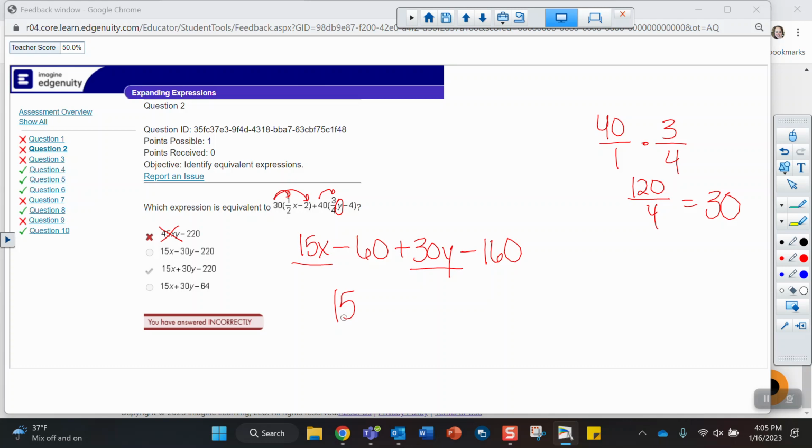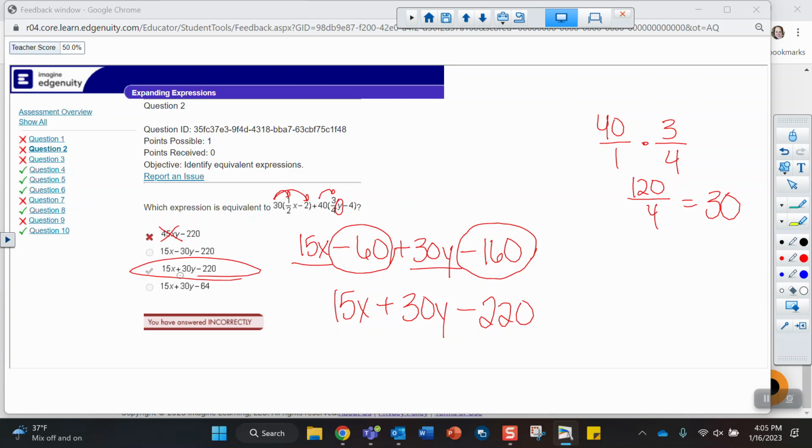So we have 15x and we have 30y. And it's positive, which is why I put the plus sign here. The subtraction sign goes with the 60. This subtraction sign goes with 160. So I have negative 60 and negative 160. That's negative 220. So you can see that there.